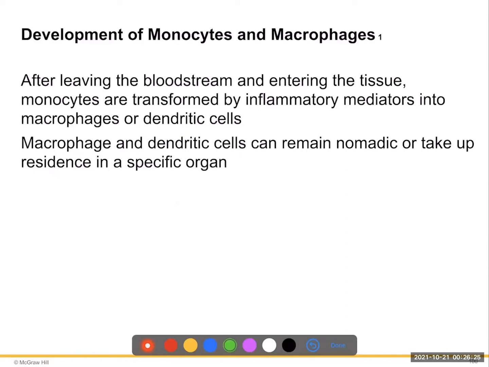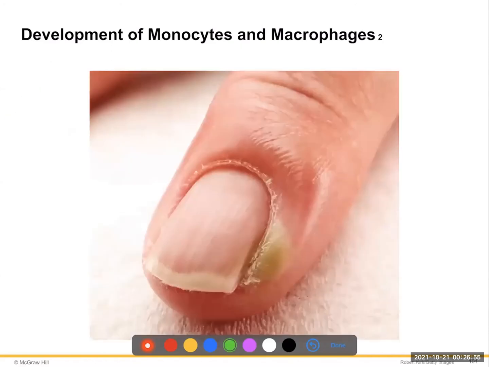After leaving the bloodstream and entering the tissue, monocytes are transformed by inflammatory mediators into macrophages and dendritic cells. Macrophages, again, absorb pathogens and destroy them. The dendritic cells, like the dendrites of a nerve cell, form a network and help trap the pathogens in that area. So macrophages and dendritic cells can remain nomadic or take up a specific organ. They can flow around the body, keep going, or they can take a specific site and work in that area. Again, here's your inflammatory response.